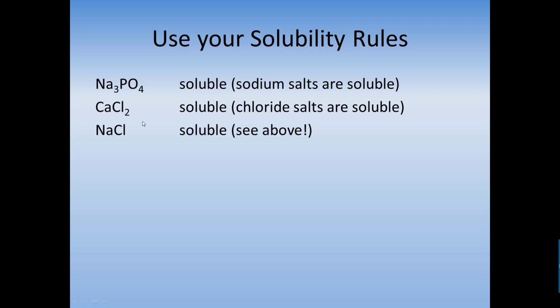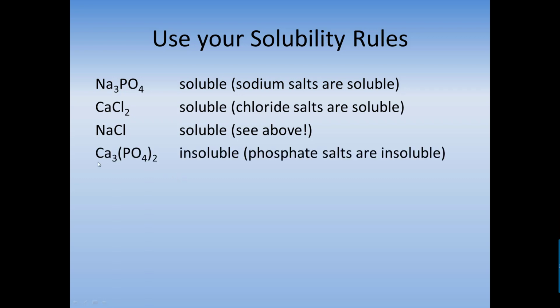Sodium chloride has 2 rules going for it. It's a sodium salt and it's a chloride salt, so it's going to be soluble. Calcium phosphate, on the other hand, has a phosphate ion, and phosphate ions are insoluble, so this is going to be insoluble. So we can determine the solubilities using the solubility rules as presented in class. Phosphate ions are soluble if they're paired with group 1A ions, such as sodium. That's why this was soluble, but this one here is not.